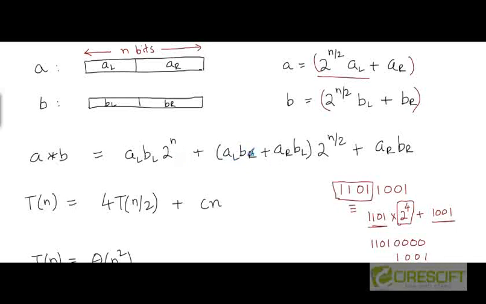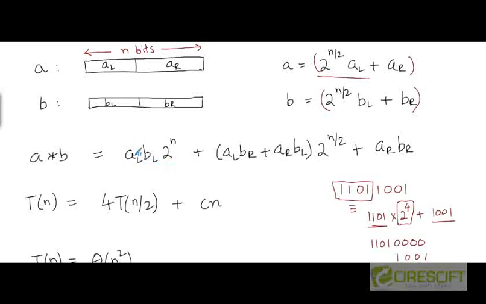You multiply A sub L with B sub R, you multiply A sub R with B sub L, you add the two numbers and then take the result and shift it to the left by n by 2 bits. And you also compute what the product of these two numbers is, A sub R and B sub R. And then you add these 3 resulting numbers. This is what A times B would be.